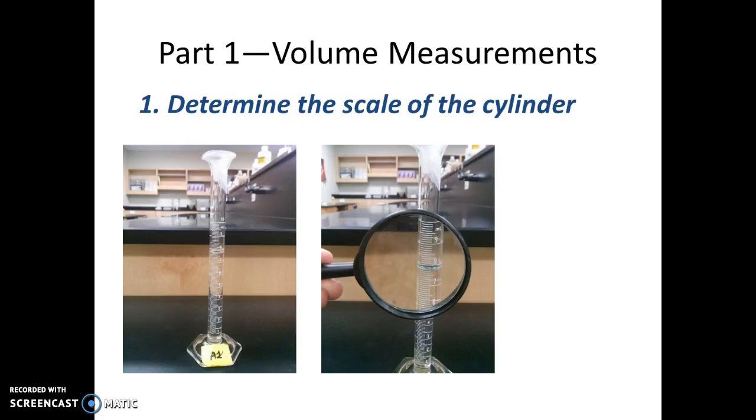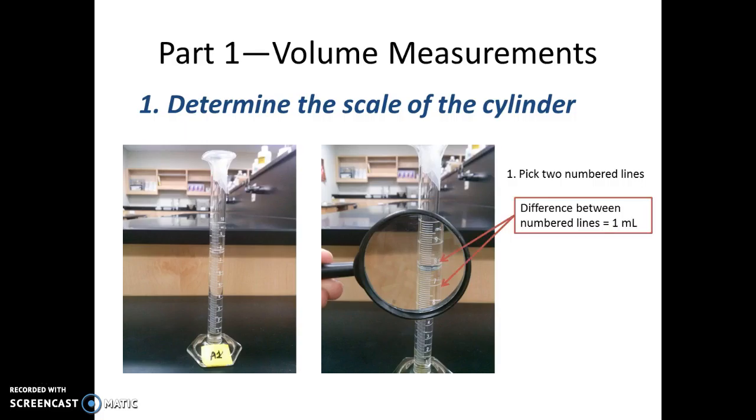Notice how they're different shapes and sizes. The first thing that you have to do is to determine the scale of each cylinder. The procedure you want to follow is first pick 2 numbered lines on the graduated cylinder. In this example, I'm going to pick the line that's numbered 7 and the line that's numbered 8, and find the difference between those lines. So 8 minus 7 represents a volume of 1 milliliter.